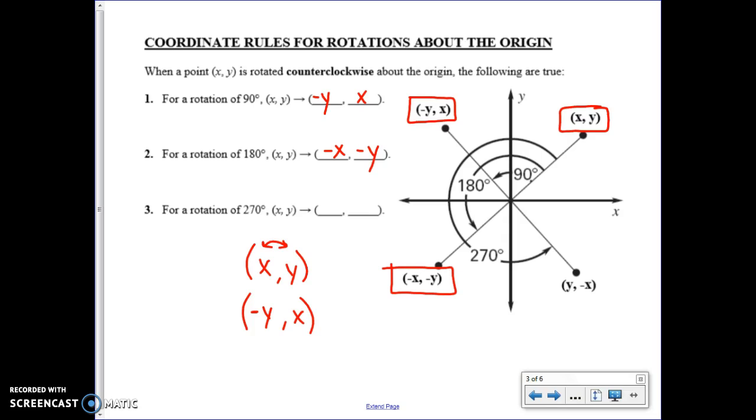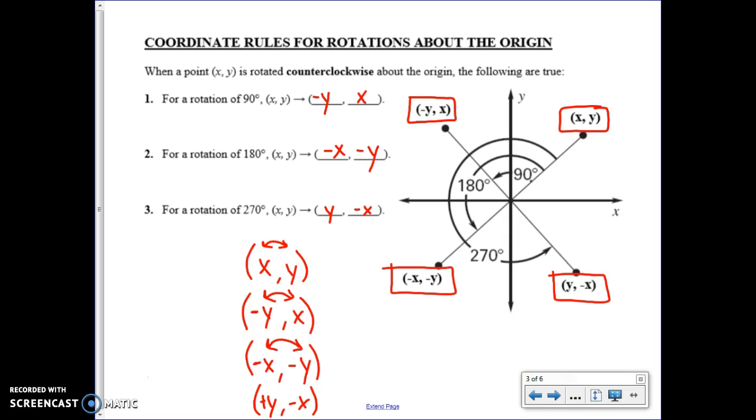Now, if you look at our 90 degree rotation, we switch their places. I have X, and I have the opposite of Y, and then I make the first one the opposite. That gives us that 180. And then our 270 is Y and the opposite of X. So again, if I switch their places, I have the opposite of Y, opposite of X, but I make the first one the opposite of that. It's back to just normal Y.